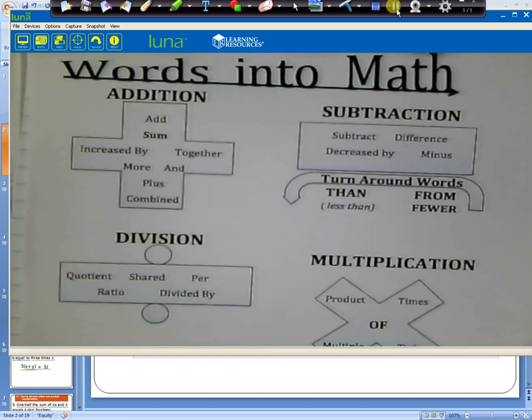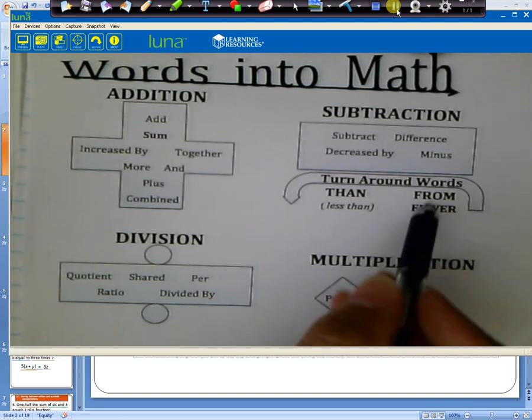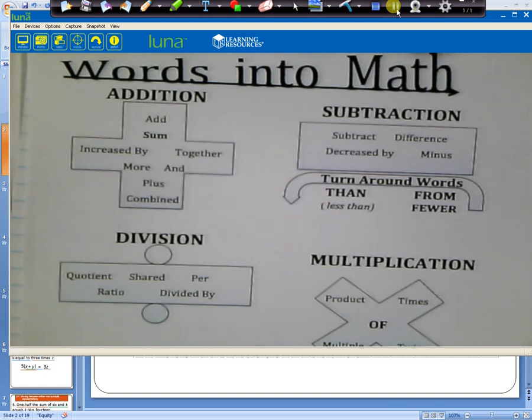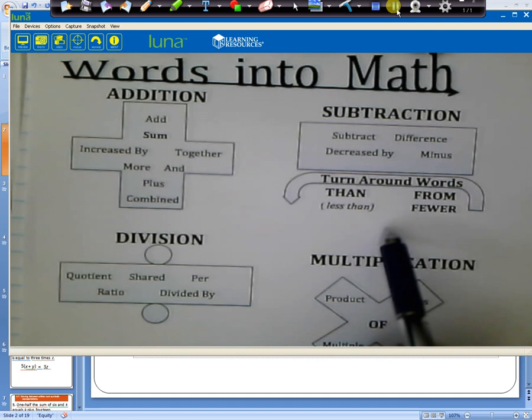Turnaround words, you just have to be aware of turnaround words like than, as in less than, more than, from, and fewer, because they're going to actually flip-flop the order that the numbers are going to appear in a sentence. So if you say the sentence 3 less than 9, it doesn't mean 3 minus 9. It means 3 less than 9. So you have to write the 9 first, and then you're going to take 3 away from that.